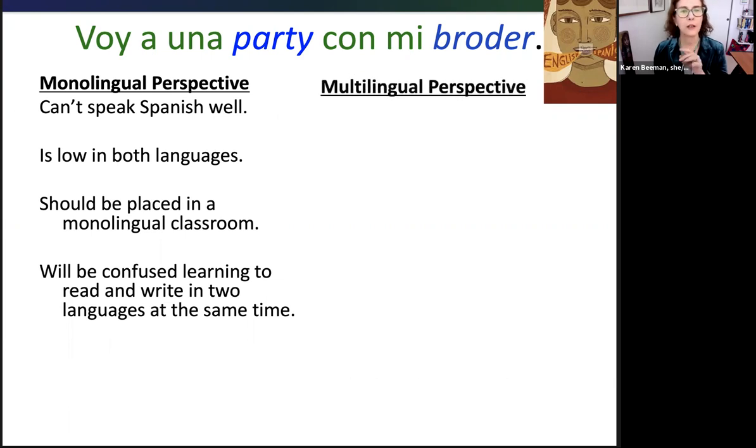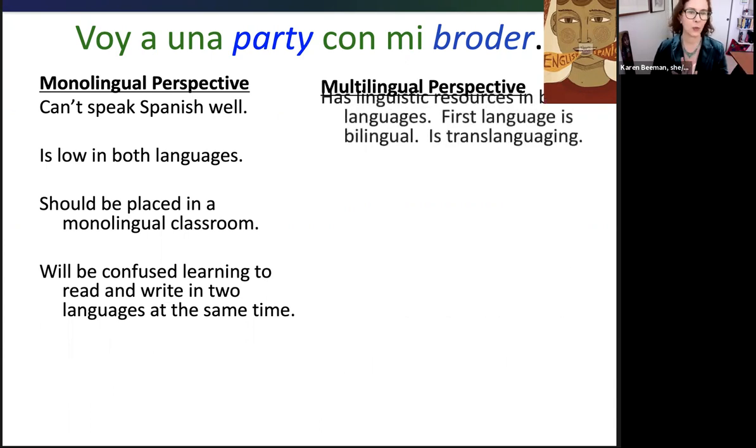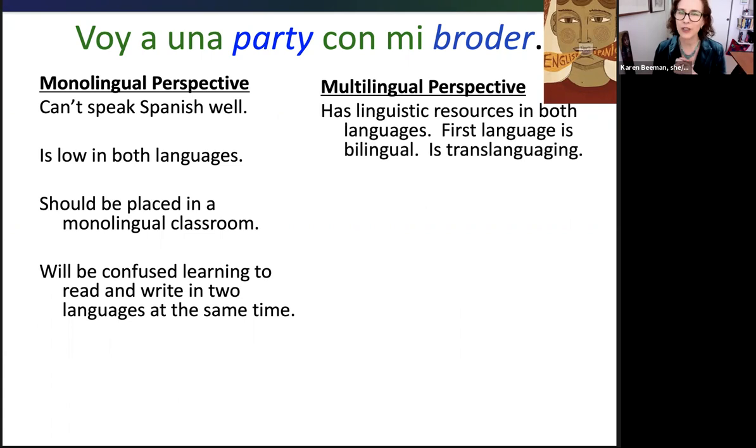What's the multilingual perspective pushback, right? What do we say back to that? The first thing we say is, wait a minute, this student has linguistic resources in both languages. There is nothing wrong with this statement. It is simply bilingual. It is conjugated correctly, but it's bilingual. This student's first language is bilingual, and this student is translanguaging.